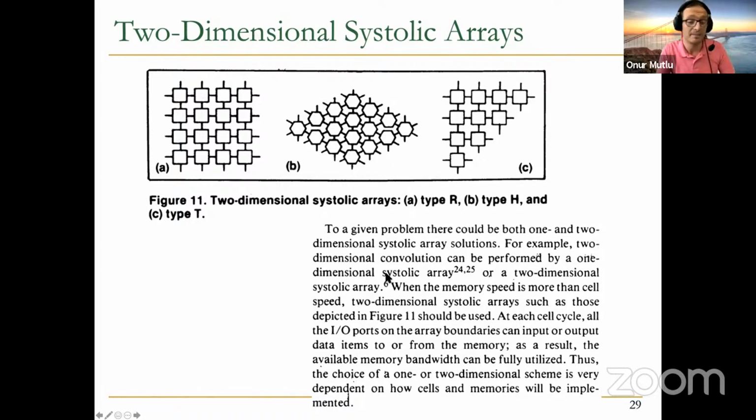You can read the paper for it. Okay, and you can see that the choice of a 1 or 2-dimensional scheme is very dependent on how cells and memories will be implemented, because it's all about overlapping and not overlapping of the latencies, for example.